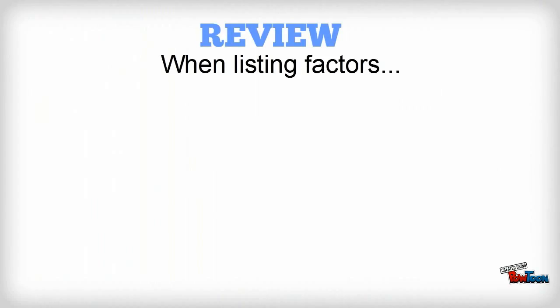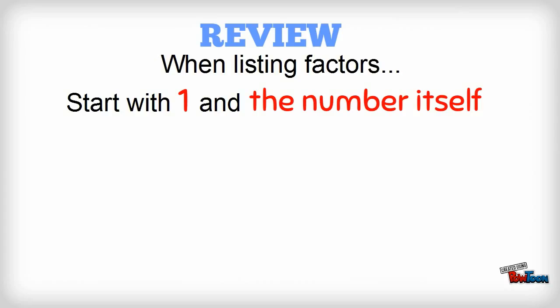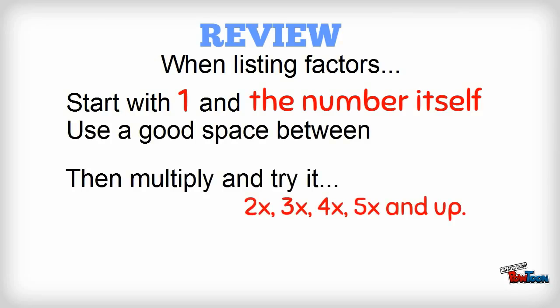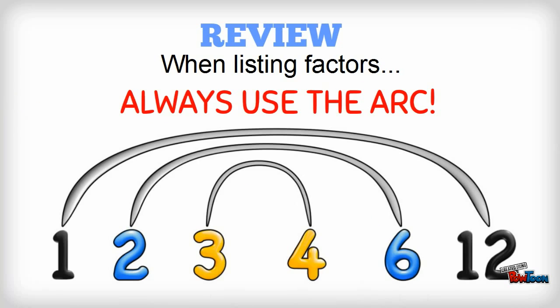When you're listing all the factors of a number, remember, always start with 1 and the number itself, with a good space between. Then using multiplication, try 2 times, 3 times, 4 times, 5 times a number and up. And when your numbers meet in the middle, you have finished. Always use the arc to show your thinking.